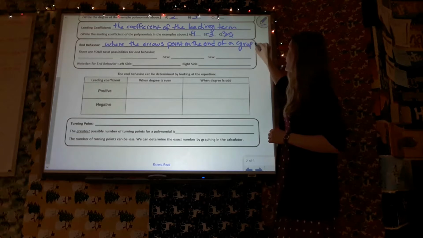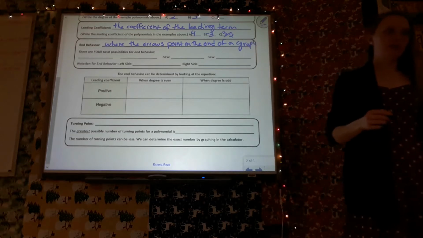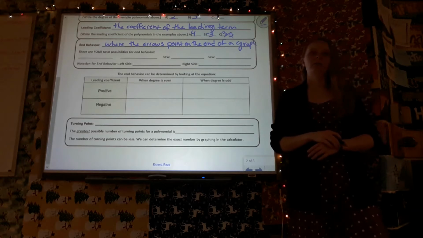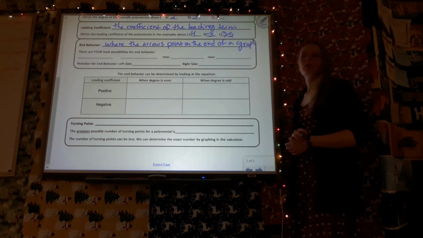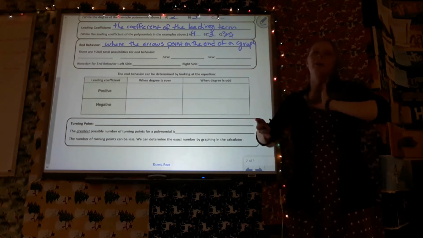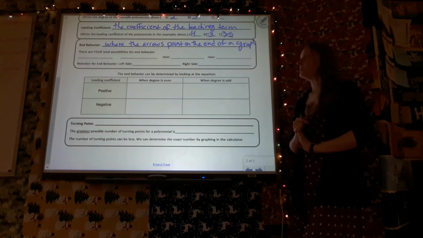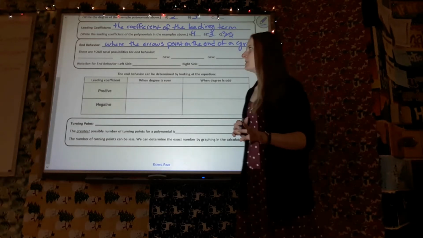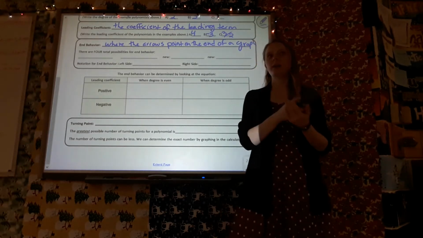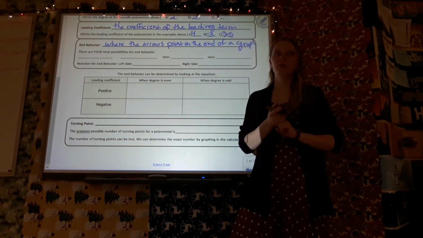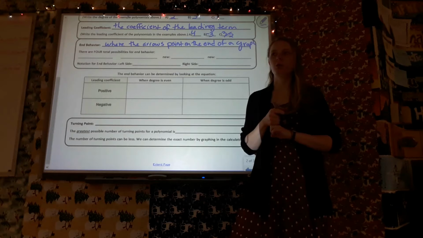Obviously, this is the least technical way to define end behavior, but it's how we understand it. So it's where the arrows point on the end of your graph. We're going to have a left arrow and a right arrow. Okay? So we've talked about all 4 different types of end behaviors, but just for the quadratics that we've been working with so far, what are the 2 possible sets of end behavior for parabolas, for quadratics?